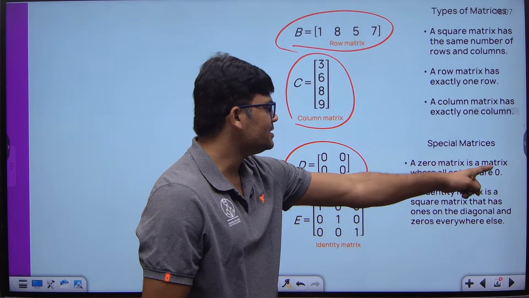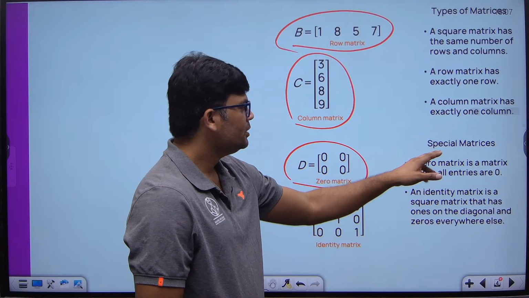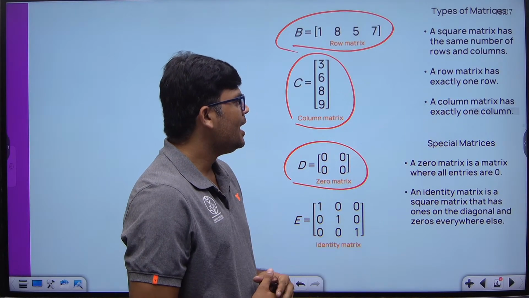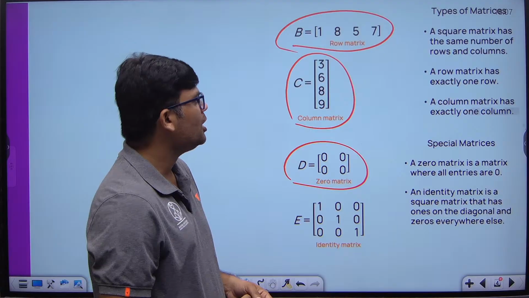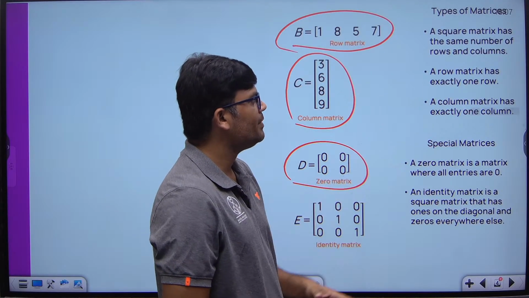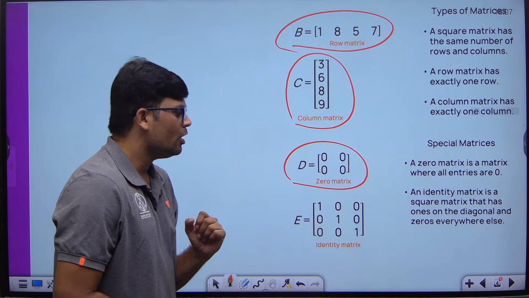A zero matrix is a matrix where all the entries are 0. These are the special matrices. And a column matrix has exactly one column, a row matrix has exactly one row, and a square matrix has the same number of rows and columns.